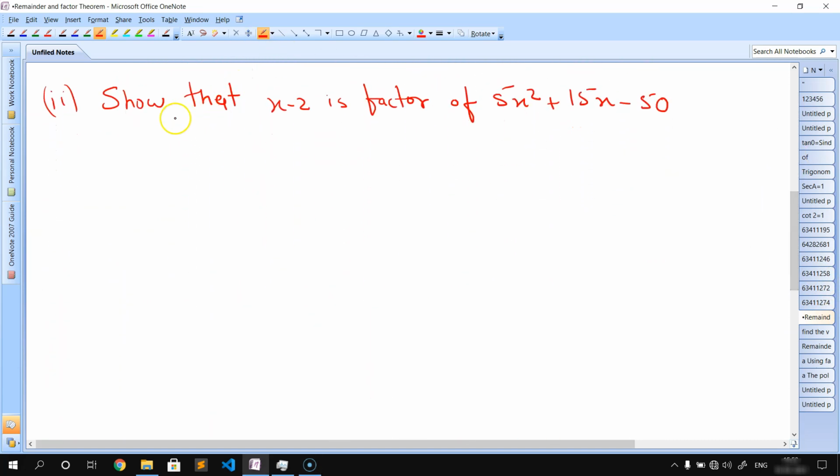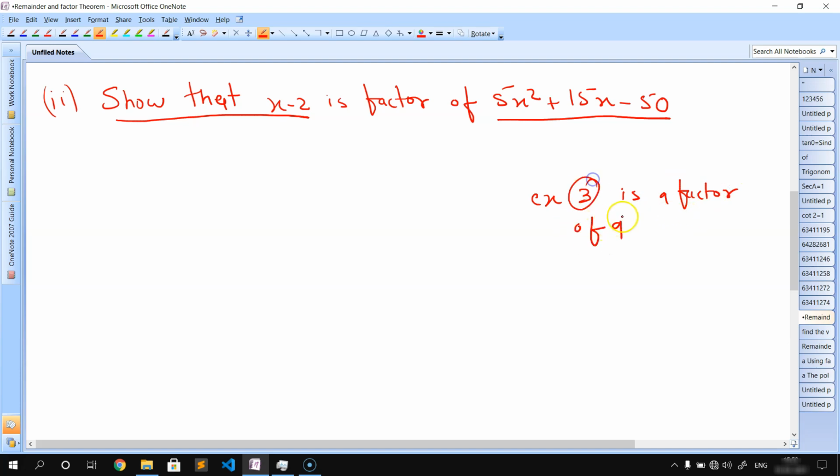In this question it is given: show that x minus 2 is a factor of 5x square plus 15x minus 50. So when do we say a number is a factor of a number? If I take an example, 3 is a factor of 9. So how can we say that? When we divide 9 by 3, its remainder is 0.